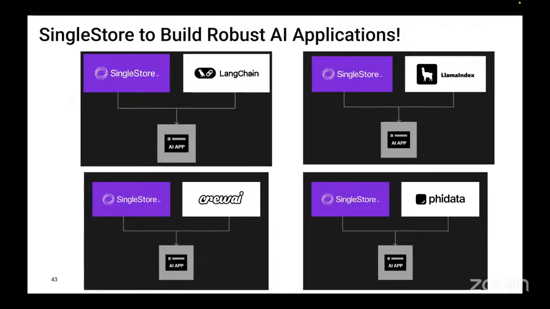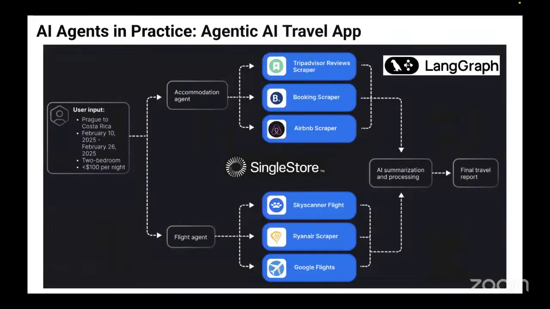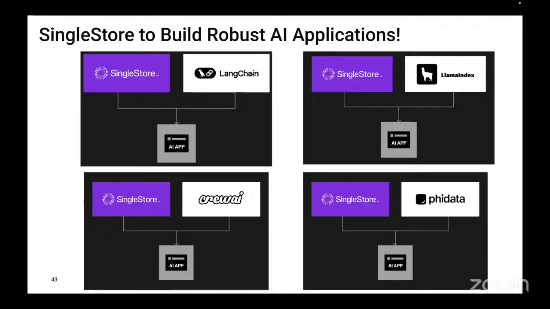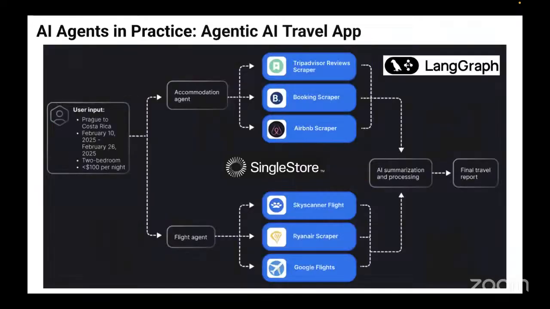You can go to different docs. If you go to LangChain docs and search for SingleStore, you can find it. In LlamaIndex also, you can go and find it. CrewAI also, and similarly with Phidata. You can go to most of our articles and find different tutorials that we have created.